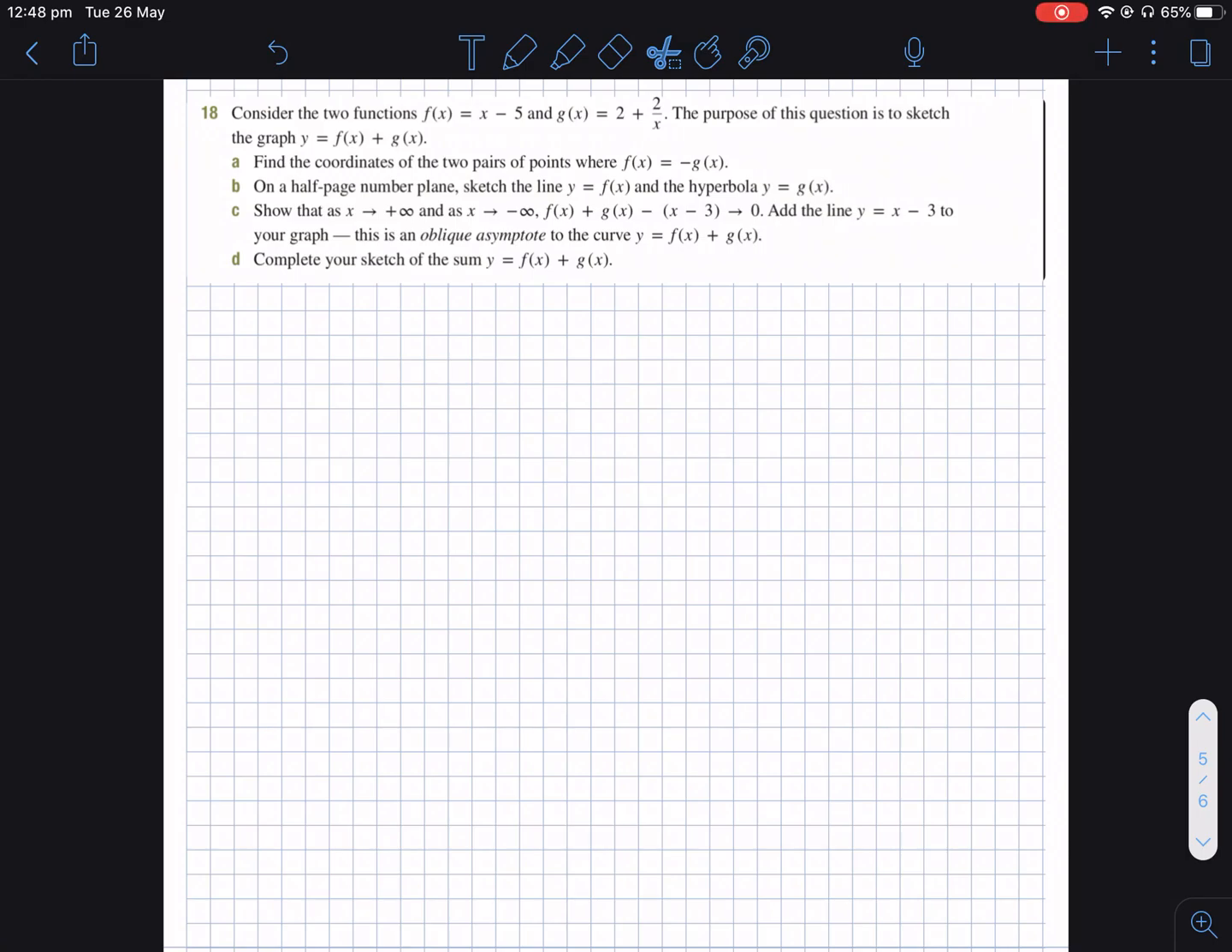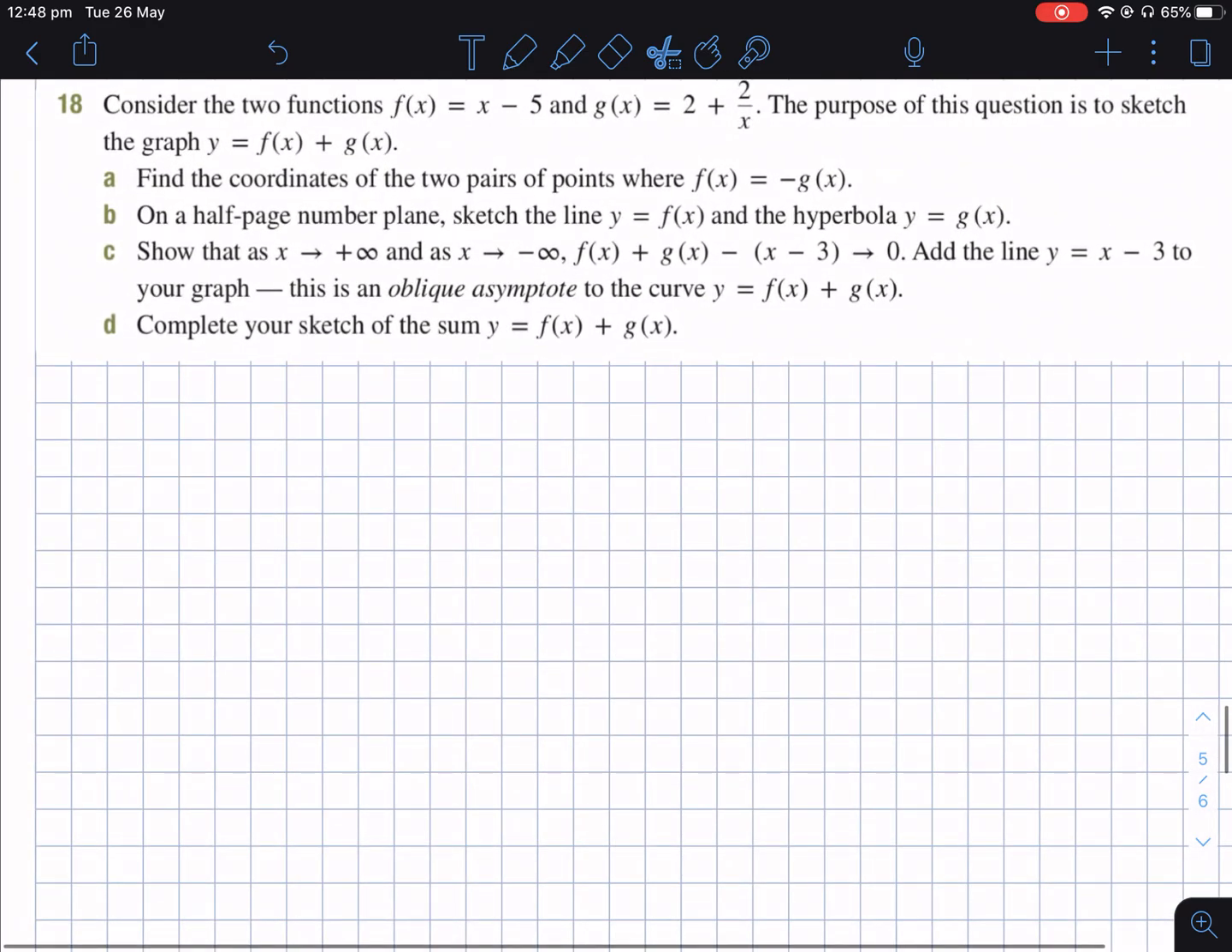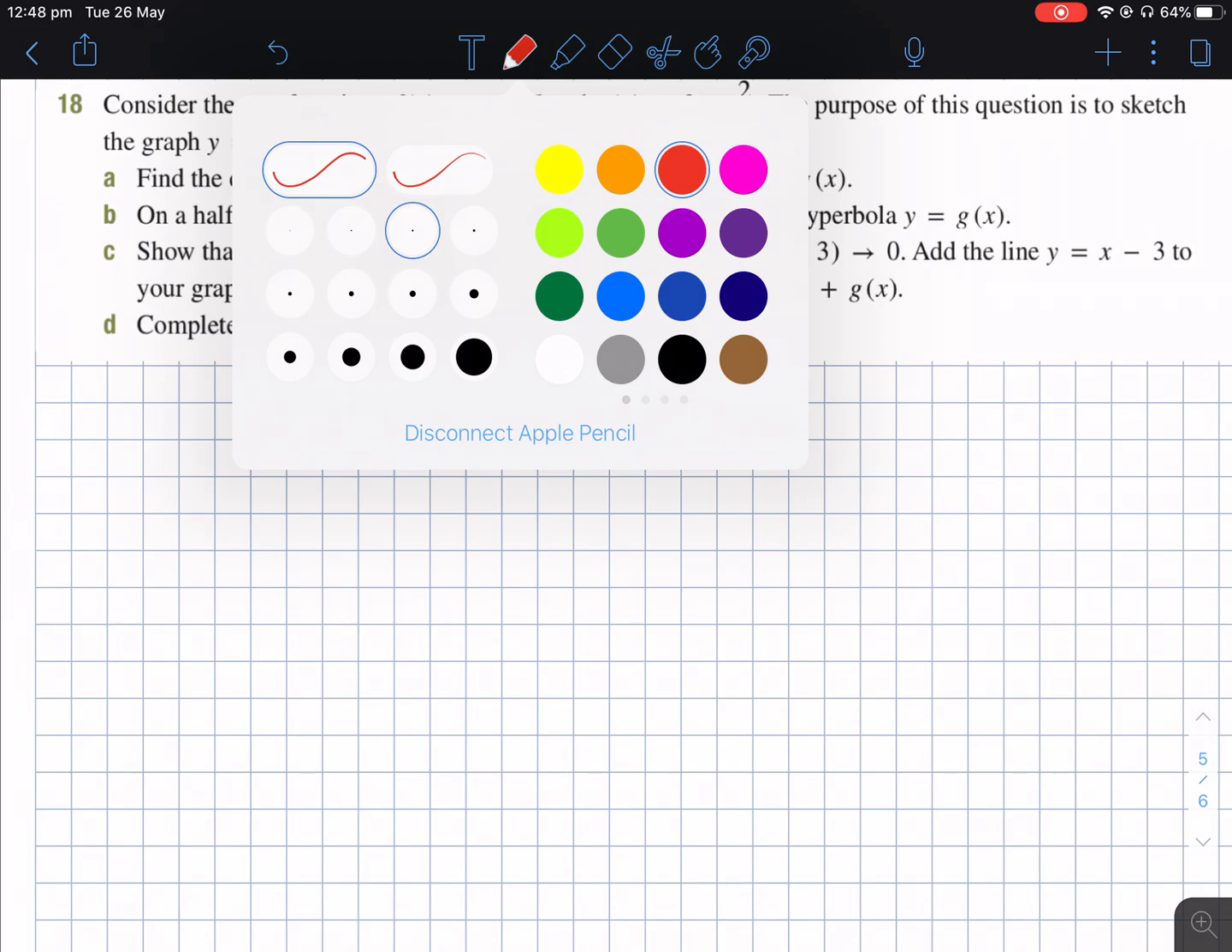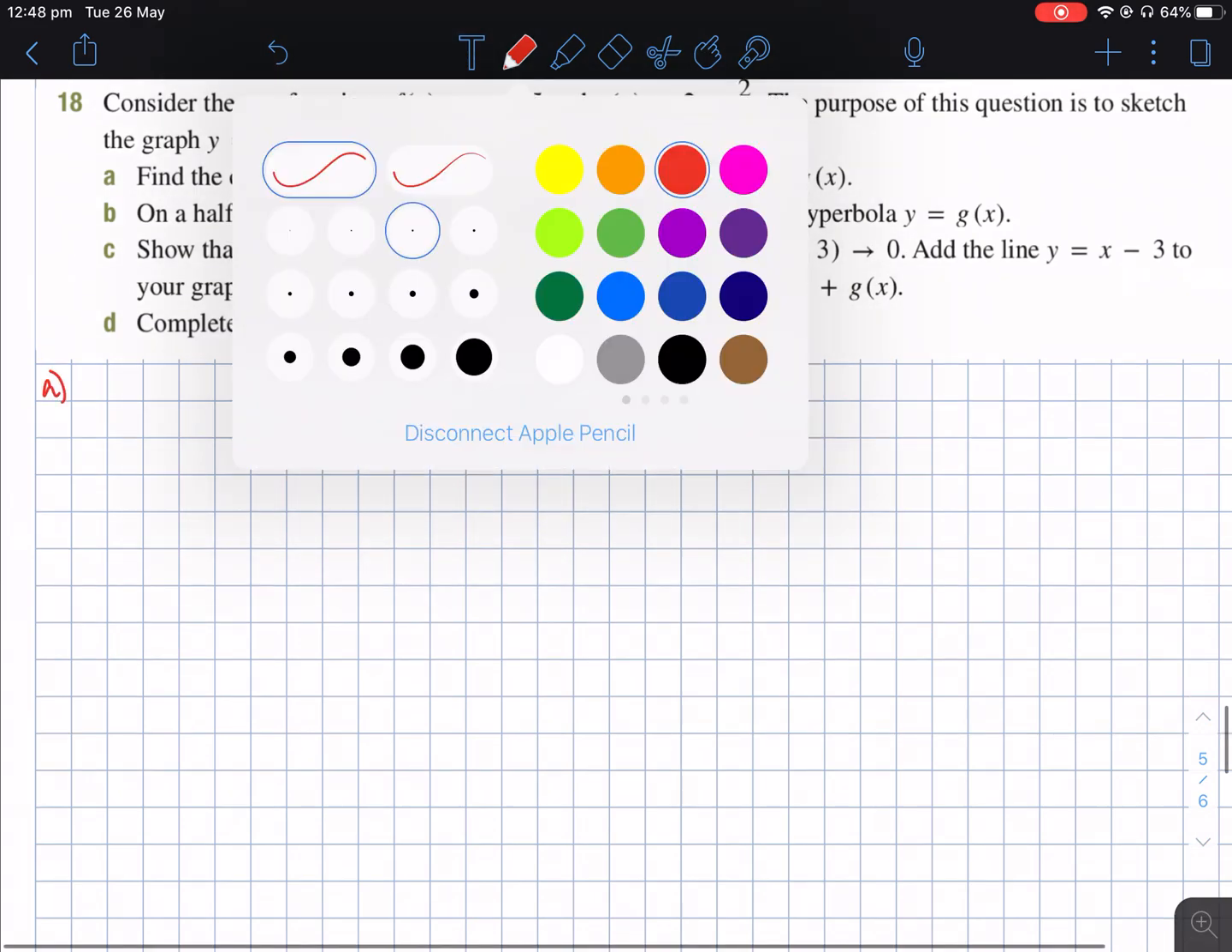All right, question 18. We've got f of x equals x take 5, g of x equals 2 plus 2 on x. The purpose of this question is to sketch them being added together. Find the coordinates of the two pairs where f of x equals minus g of x. So I'm going to do this algebraically.